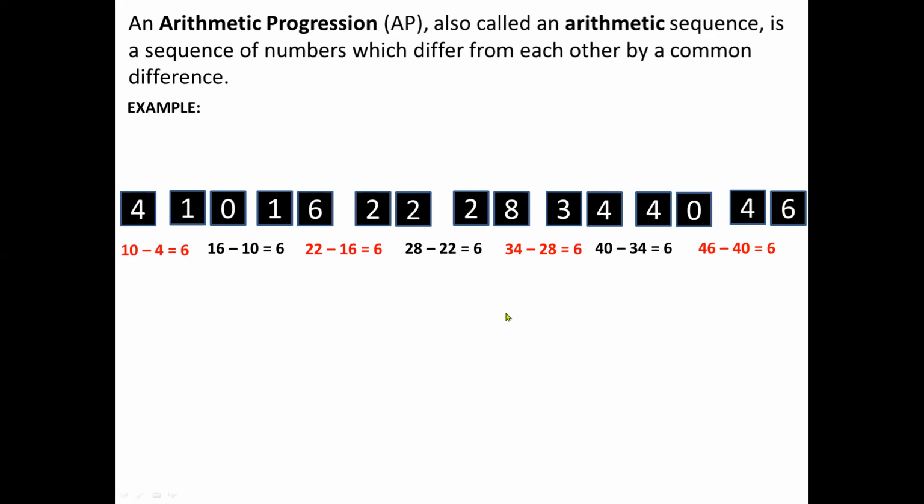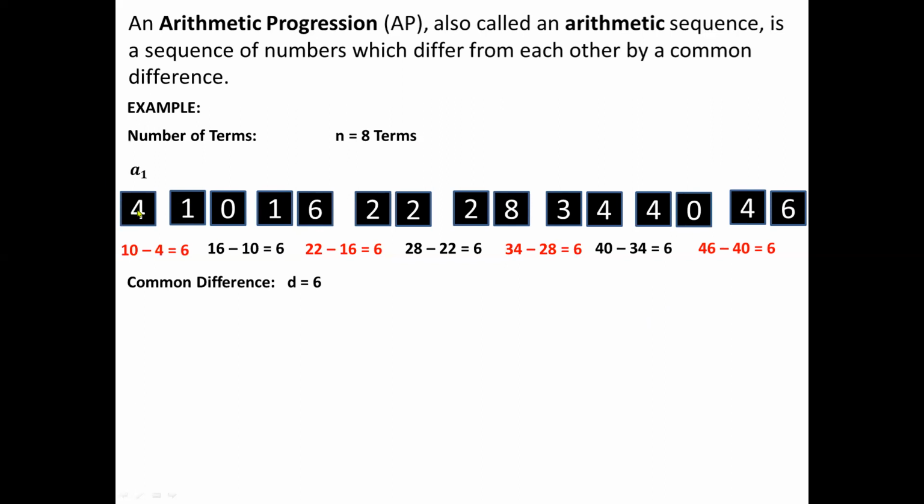Therefore, we have a common difference. And then the number of terms that we have in our given example is actually equal to 8. Bibilangin natin. 1, 2, 3, 4, 5, 6, 7, 8. So all in all, we have 8 terms. At ang bawat makasunod na numero, may common difference na 6.